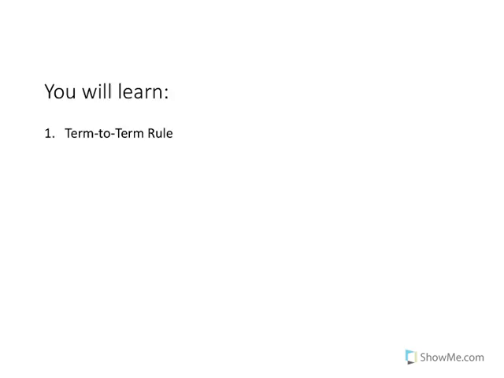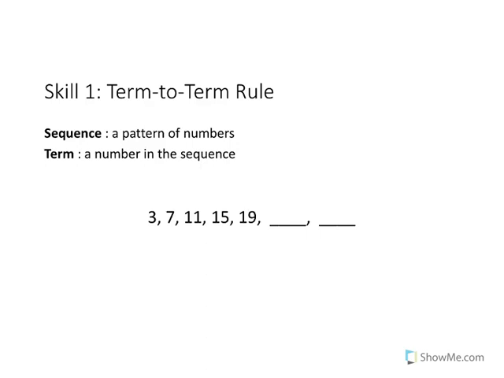This chapter is 16C about term-to-term rules. In this chapter, we'll discuss the idea behind the term-to-term rule. First of all, we need to relate the idea that term-to-term rules are about sequences. A sequence is simply a pattern of numbers. As you see below, this is a sequence.